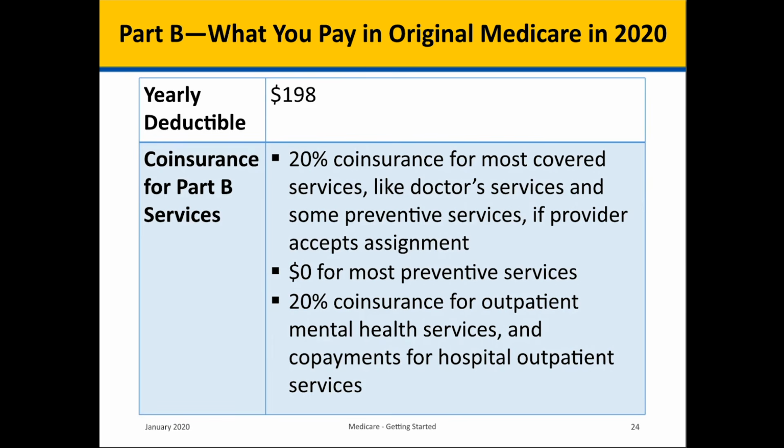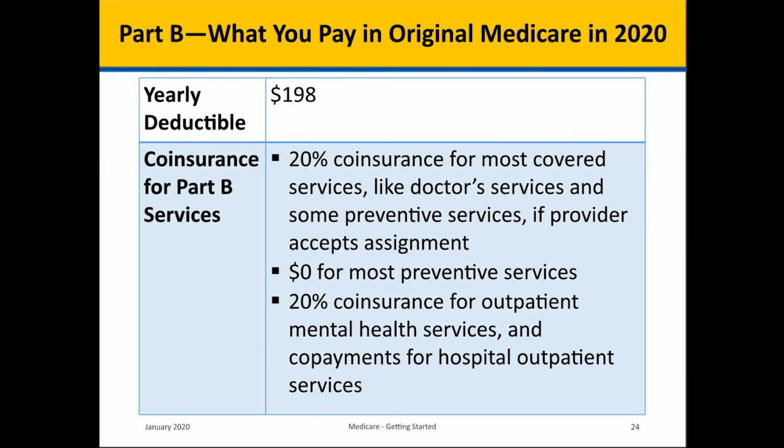Next slide, please. So what do you pay for Part B services under Original Medicare this year? In addition to the premium, there are other costs. What you will pay for Part B covered medically necessary service is an annual Part B deductible, which is $198 in 2020. This is an amount a person must pay for health care each calendar year before Medicare begins to pay. This amount can change every year.